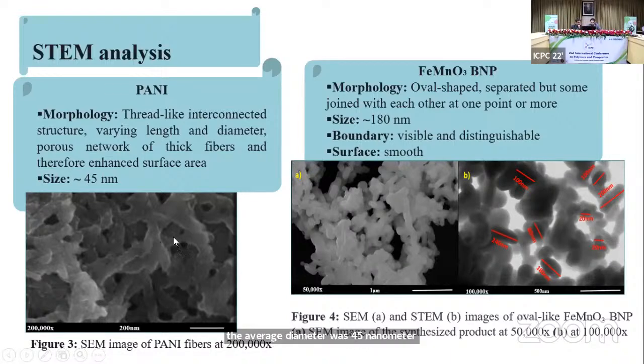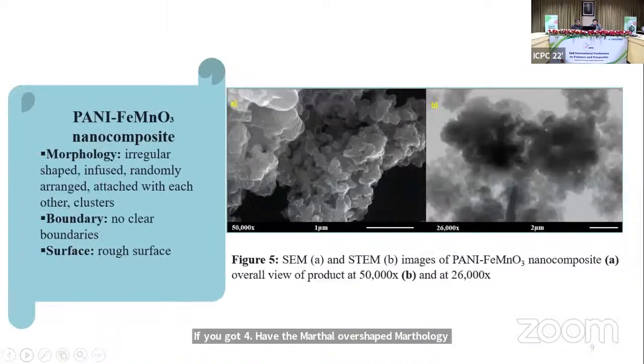Figure 4 corresponds to the iron manganese oxide bimetallic nanoparticles. Okay, to interrupt you, you have only 1 more minute to wind up the presentation. Thank you. Okay. So this shows that the iron manganese oxide bimetallic nanoparticles in figure 4 have an oval shaped morphology, but the nanocomposite has an amorphous morphology and a rough surface.